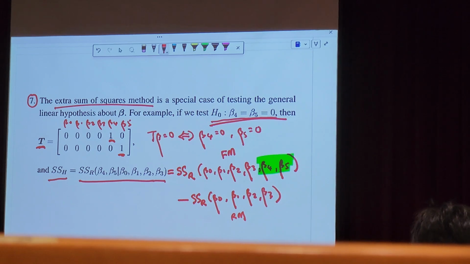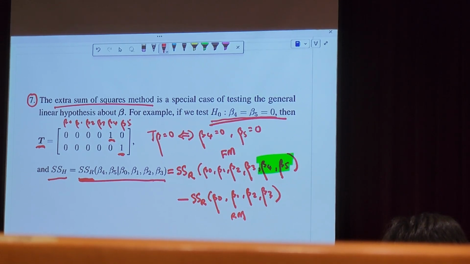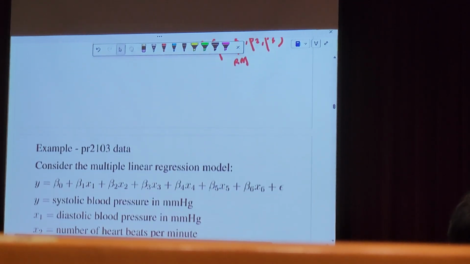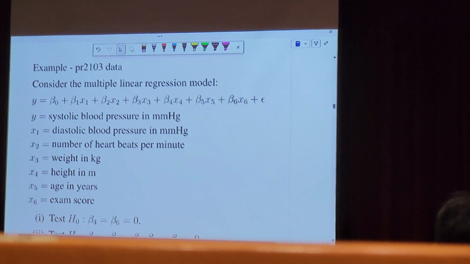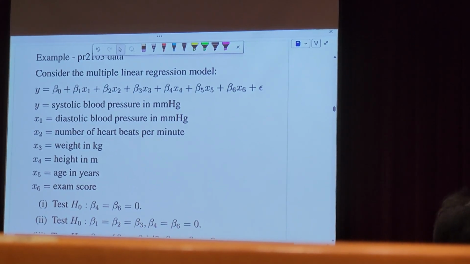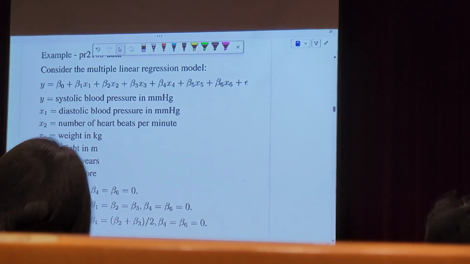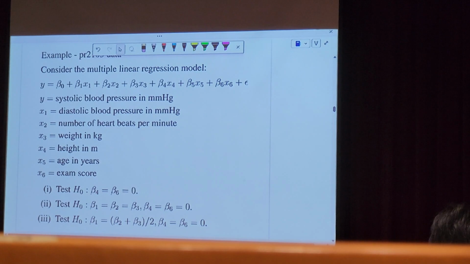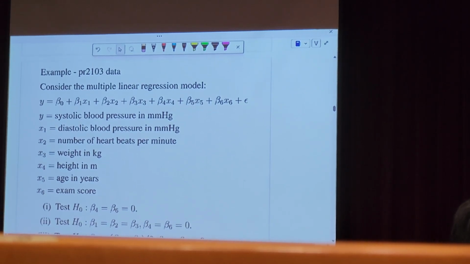And the SSH that you calculated is actually the same as what we did for the extra sum of squares method. Okay? No surprise. So let's look at an example to illustrate this idea, and also further examples on testing general linear hypothesis. So let's look at this PR2103 data again.